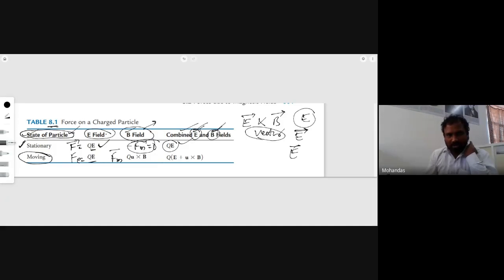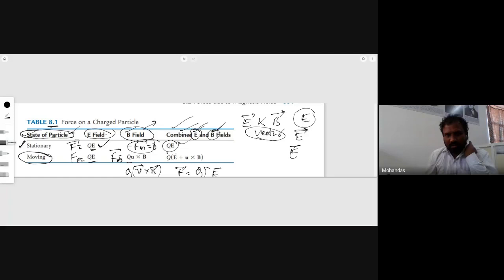That force is equal to Q into V cross B, but you can use any notation. Now, what is the combined force due to the moving charge placed in both electric field and magnetic field? This is the one: F equals Q into E plus V cross B.